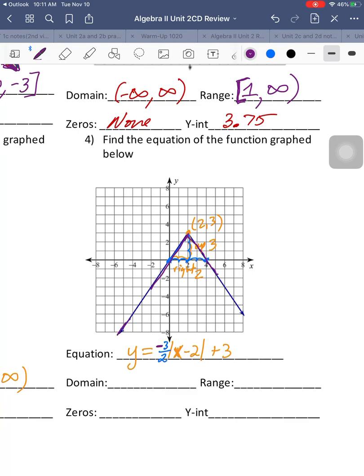Domain. Domain is how far left will the graph go, how far right will the graph go, and there are no breaks in between. It's a continuous graph. So -infinity to infinity. The range, how low can the graph go? It goes down forever, both the left and right arrows. So it's going down to -infinity. What's the highest y value? It's at the vertex. The y value there is 3. There's an actual point there, so it's going to be equal to 3. That's what a point means. It's equal to that.